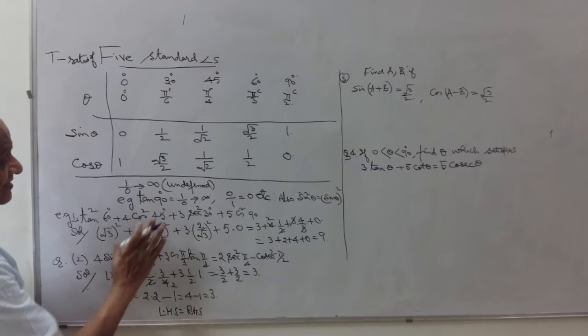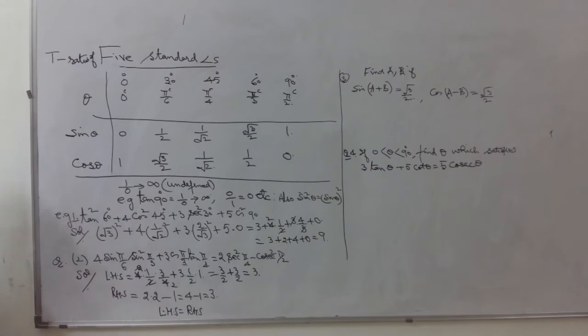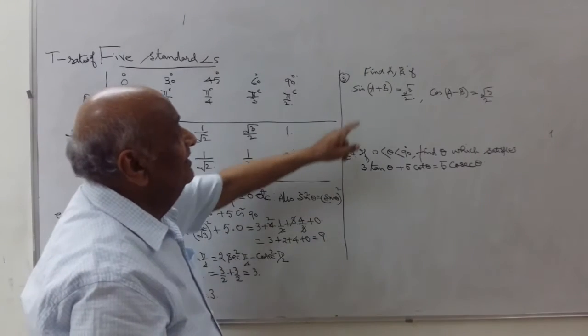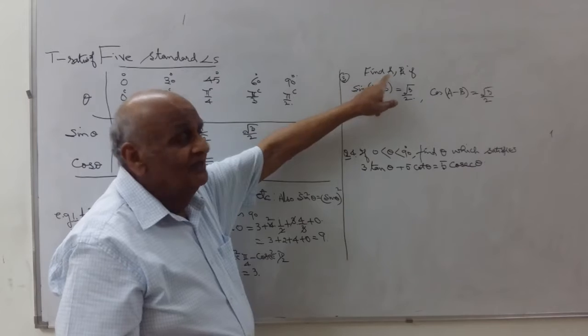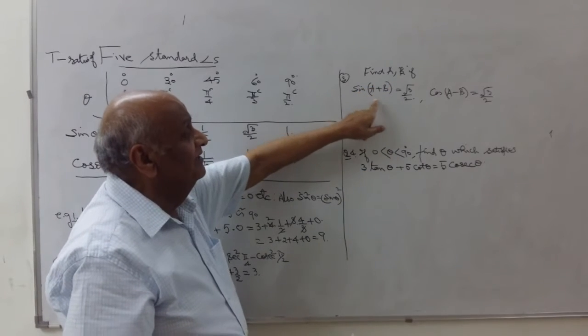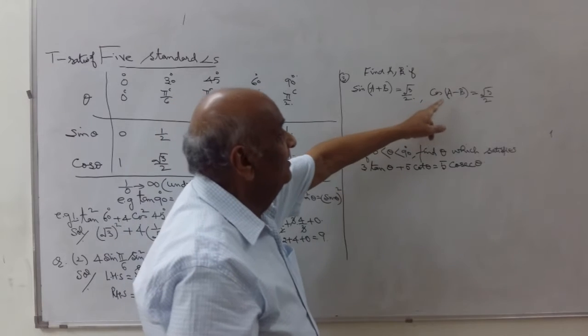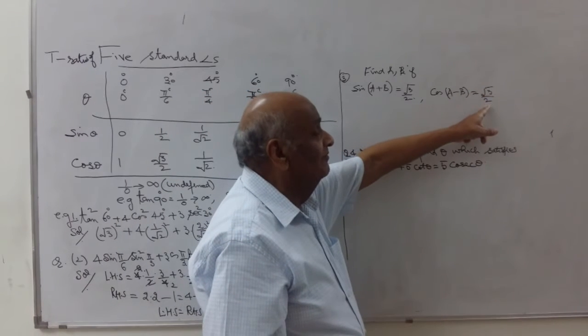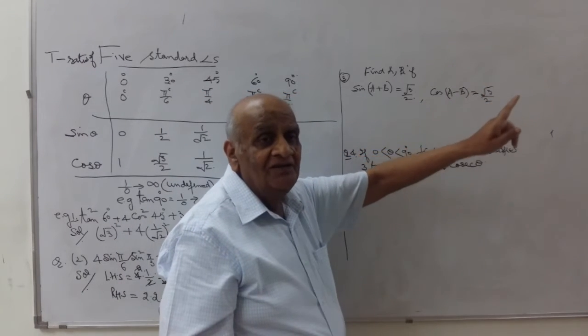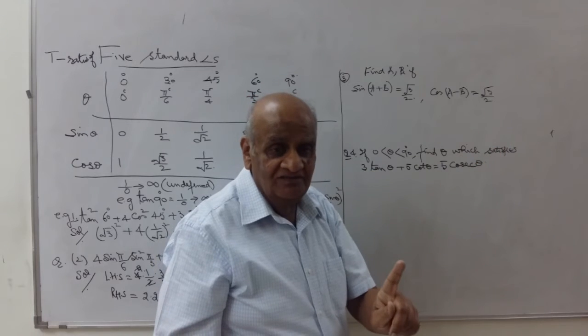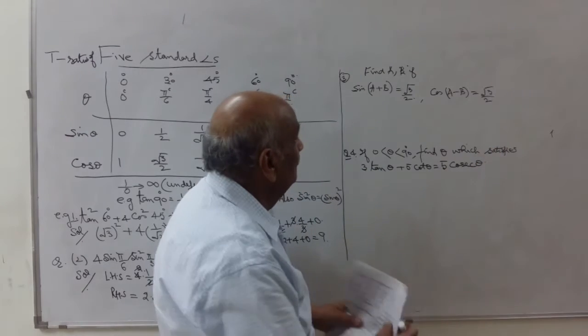Here these standard angles are given in these cases. Check this case please. Now go to the third question. It says find A and B, if sin A plus B is equal to under root of 3 by 2, cos A minus B is under root of 3 by 2, where A and B are acute angles. Now what do we do?